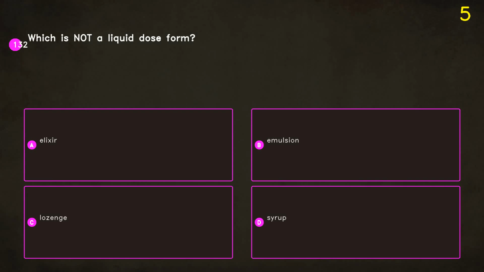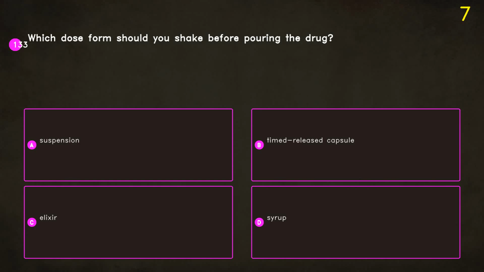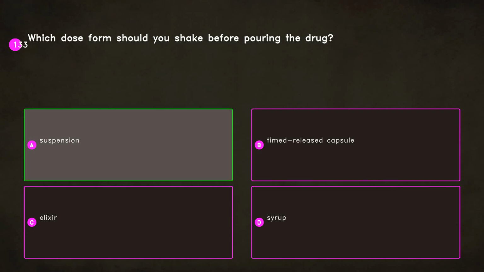Question 132. Which is not a liquid dose form? A. Elixir B. Emulsion C. Lozenge D. Syrup. The correct answer is lozenge. Question 133. Which dose form should you shake before pouring the drug? A. Suspension B. Timed release capsule C. Elixir D. Syrup. The correct answer is suspension.